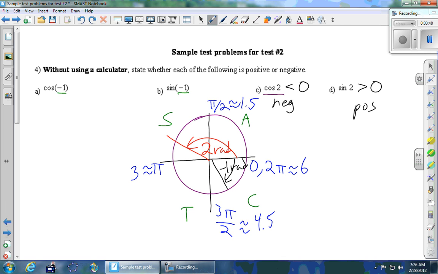And so we play the same game as before. We're in the fourth quadrant. The only trig function that's positive is cosine. So the cosine of -1 must be a positive number. And sine, because it isn't cosine, must be a negative number.